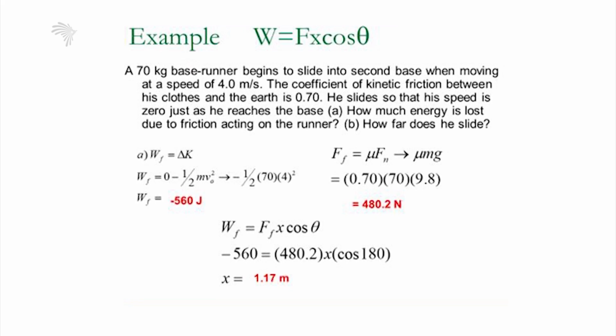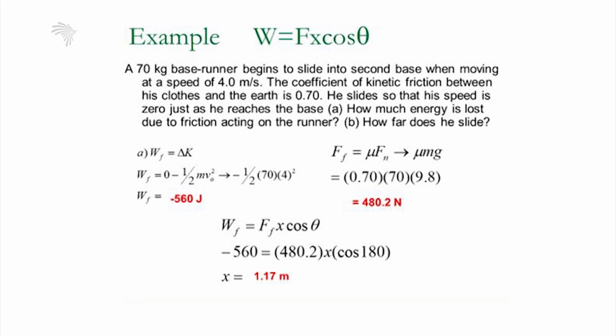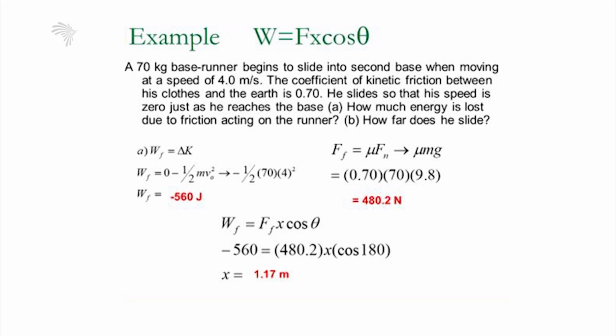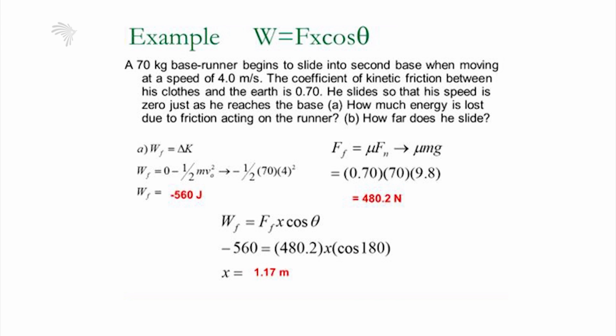And to calculate the distance that he slides, first let's find the frictional force. As you all know, frictional force is equal to coefficient of friction times normal force. And in this case, the normal force is the same as the weight of the runner. So it is equal to mu m g. You can substitute mu, m and g, and finally force of friction becomes 480.2 Newton.